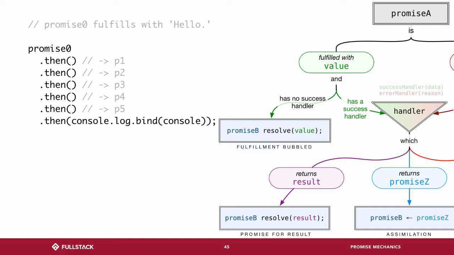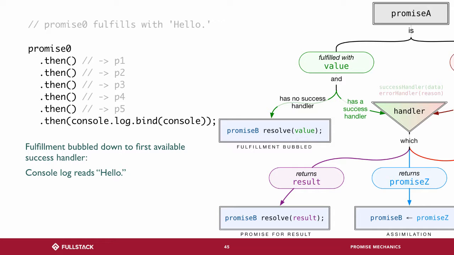What ends up happening, the bottom line, is that promises are going to look for the first safe place to land. So if you have this promise 0 and it gets resolved with hello, it's going to look to land somewhere in a handler. There's no handler in P1, P2, P3, P4, P5. Eventually it goes down to P6, and it'll end up logging out to the console. So the fulfillment is bundled down to the first available handler. I always say it's looking for a soft spot to land, and the console will log out hello.